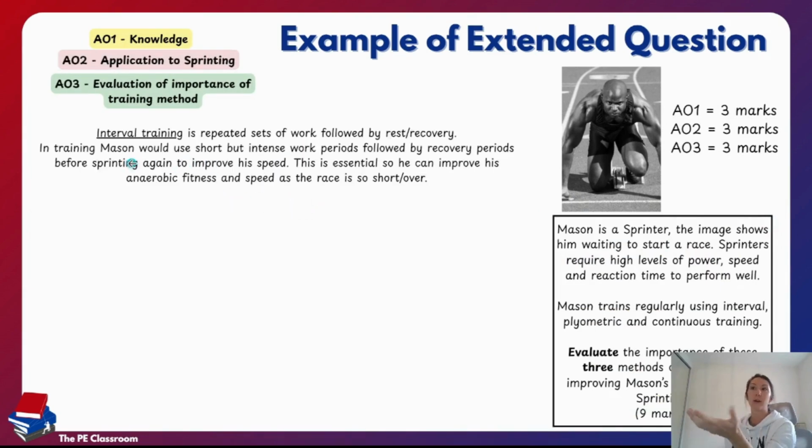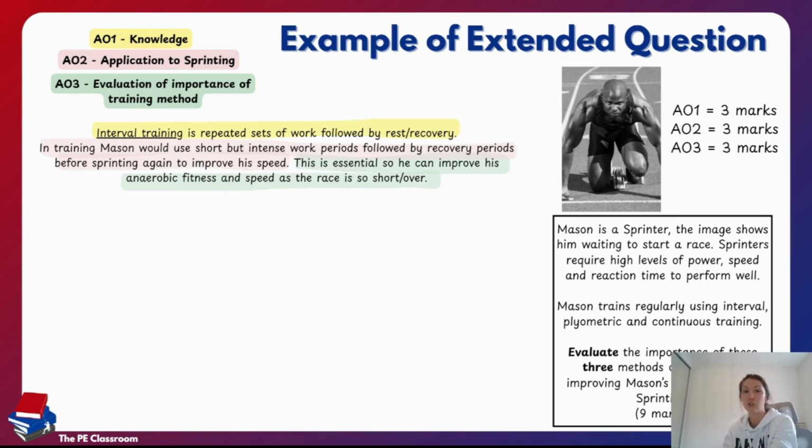So my first paragraph: interval training is repeated sets of work followed by rest and recovery. That's my AO1 point straight away. In training, Mason would use short but intense work periods followed by recovery periods before sprinting again to improve his speed. We are applying our knowledge of interval training to a sprinter. I've said it will improve his speed. I've said how the actual training method will improve his performance. This is essential so he can improve his anaerobic fitness and speed as the race is short or it's over quickly. That is me evaluating, saying how it's important.